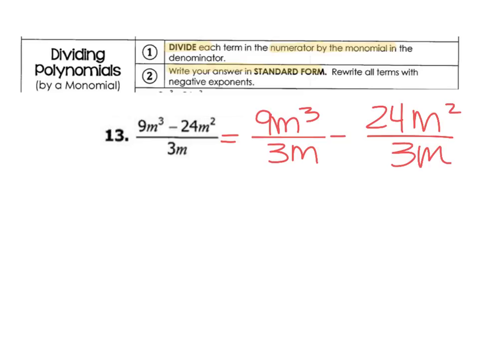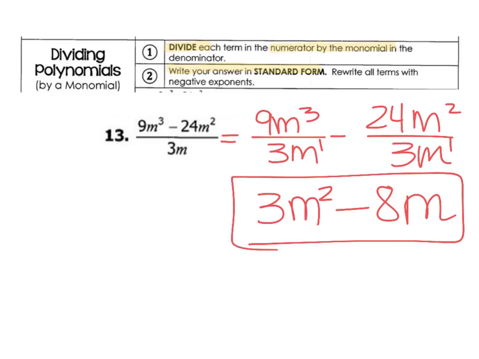So in the first one, 9 divided by 3 gives us 3, and m to the third divided by m to the first power, we subtract the exponent, so we get 3m squared. Minus 24 divided by 3 gives us 8, and then m squared divided by m gives us m, because we just subtract the exponents. So there's our final answer. We just divided a polynomial by a monomial.